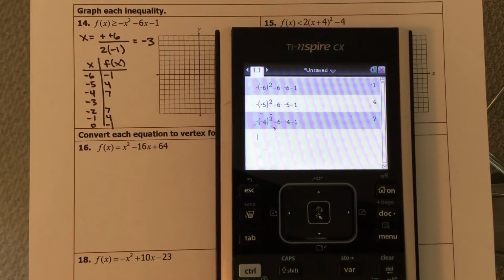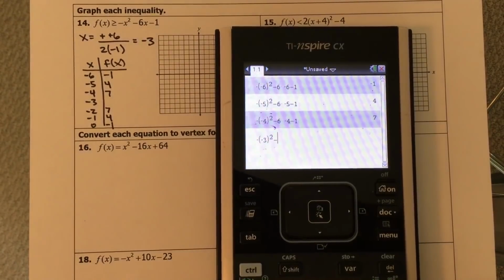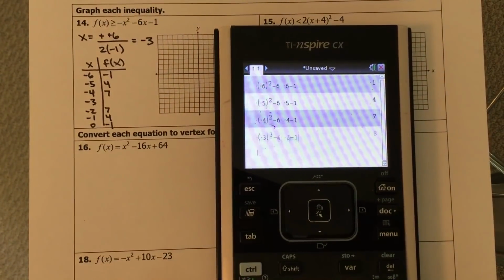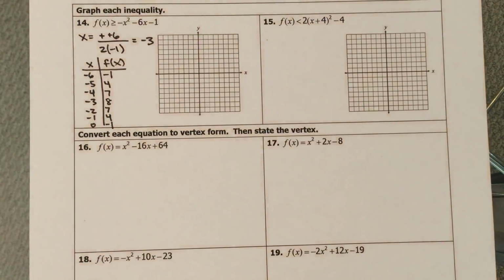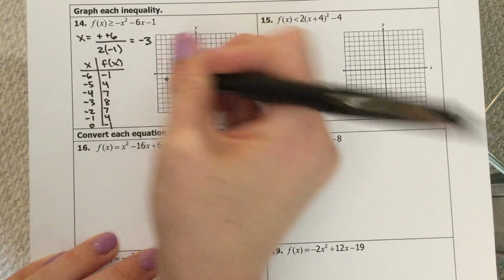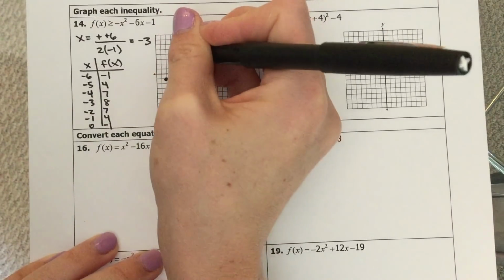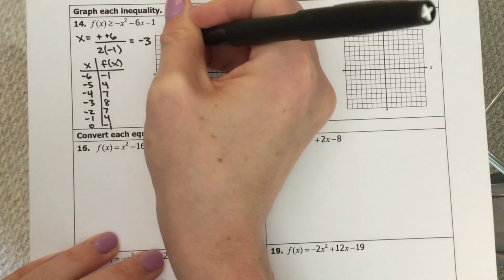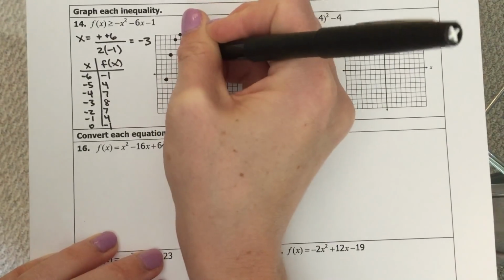And then let's finish off our last value, which is the vertex. -(-3)² minus 6 times negative 3 minus 1. And that is a value of 8. All right, so plot those, and then we'll talk about what the inequality does. So negative 6, negative 1, negative 5, 4, negative 4, 7, negative 3, 8, and then the symmetry.